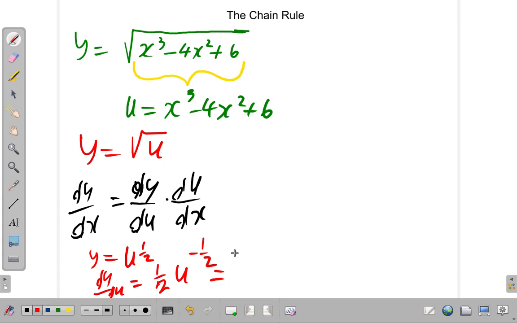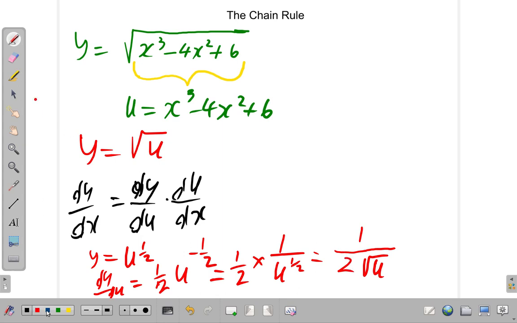Now when you simplify this, you have negative a half. A number raised to a negative index is the same as 1 divided by the number to the positive index. So it is half times 1 over u to the half. And then you can go further by saying u to the half is the same as the square root of u. So you can write this as 1 over 2 square root of u. You see that?